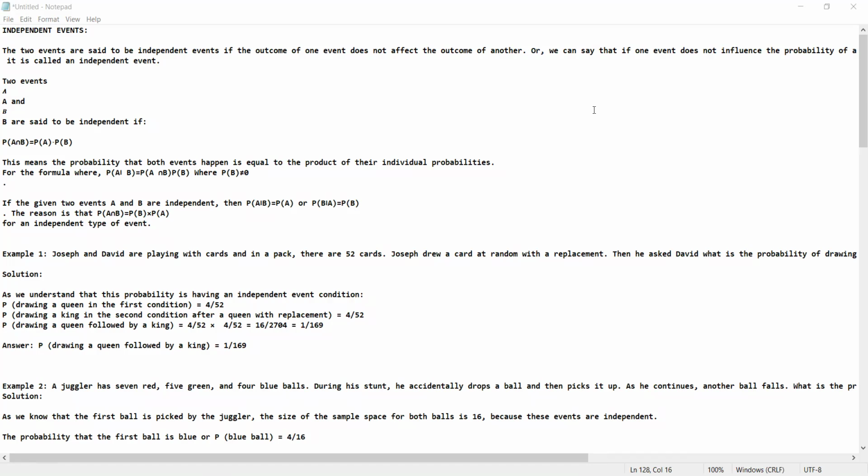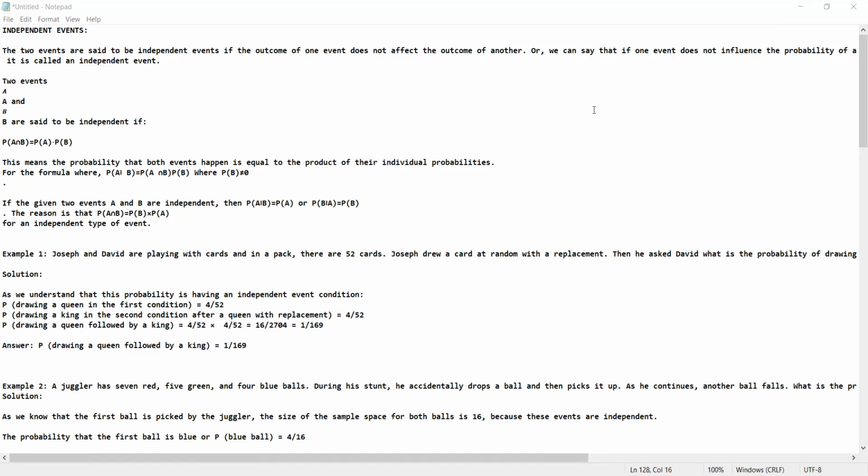So we'll discuss what independent events are. We will see the formula and we'll see some generalized examples. With those examples, we will come to know what an independent event is and how we can solve such a type of problems by using these formulas.